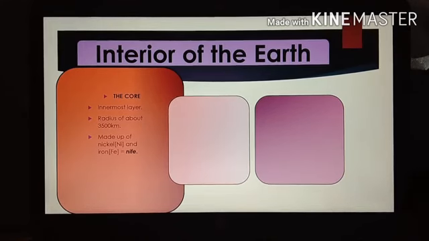That is very large, and it is made up of basically two main minerals, or elements you can say. The first is nickel and the second is iron, and together it is known as Nife. And as you know that it is in the center of the earth, that's why the temperature and pressure are both very high in this layer.